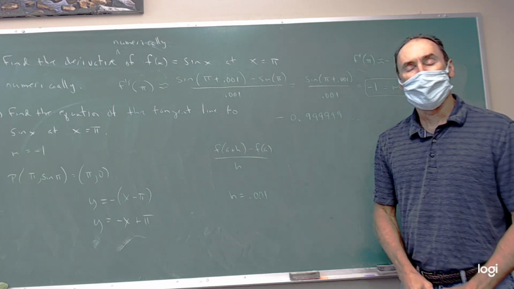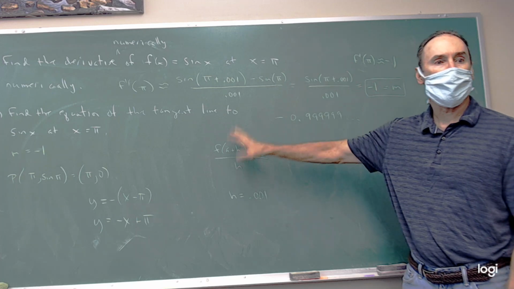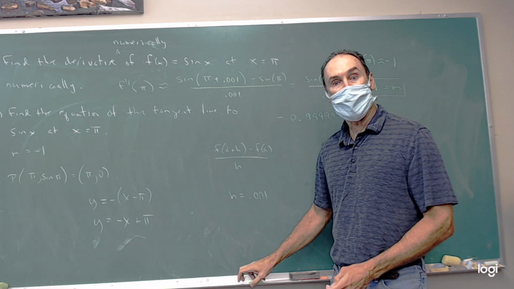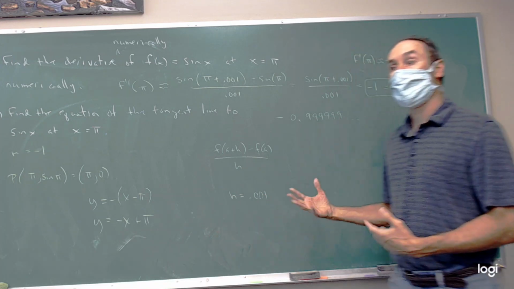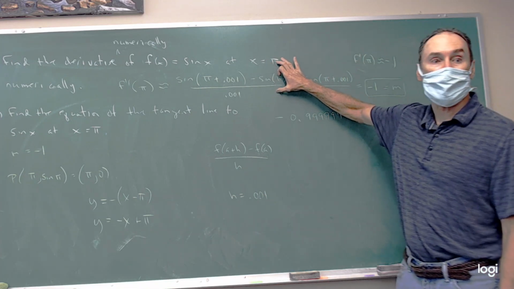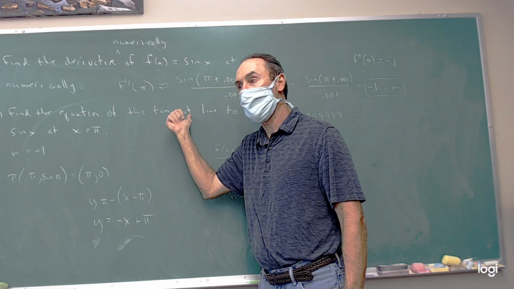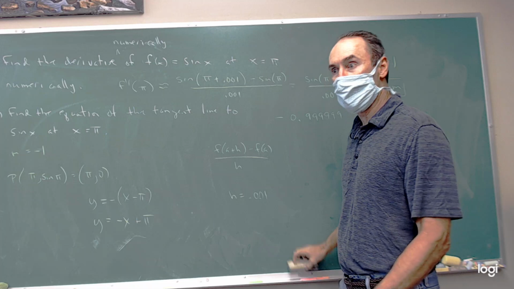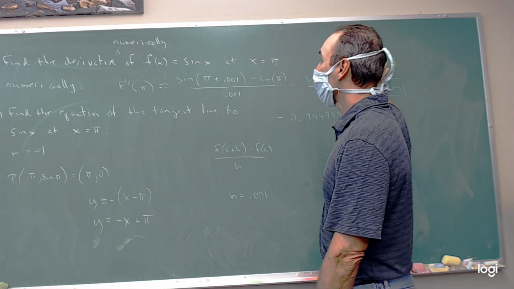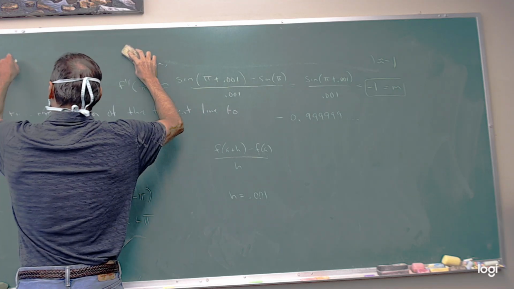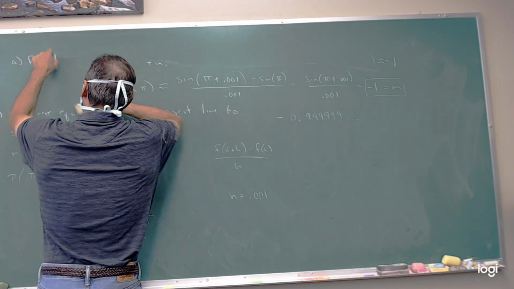This is something we're going to come to over and over again: find an equation of a tangent line. In fact, we're now going to do one where, instead of finding the slope numerically by approximating it on a calculator, we're going to do it analytically. So we're going to find the derivative. So let's find the derivative.